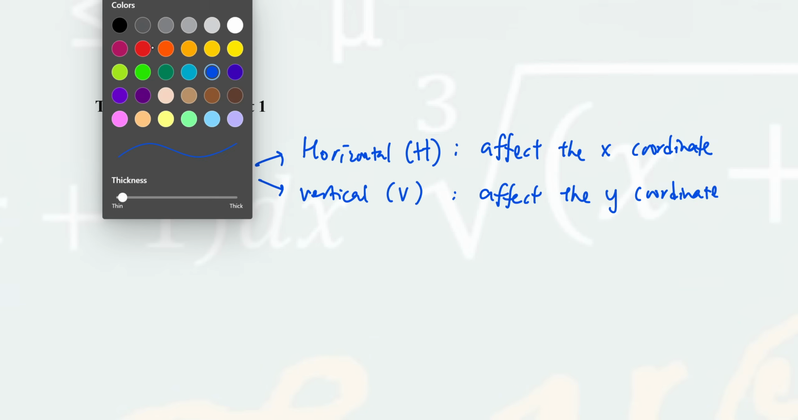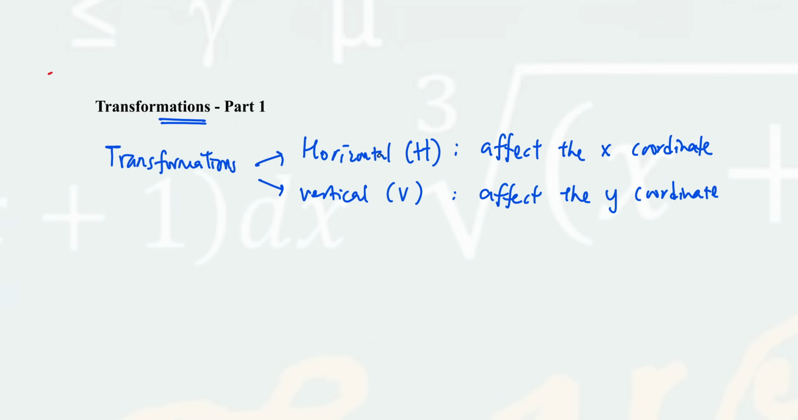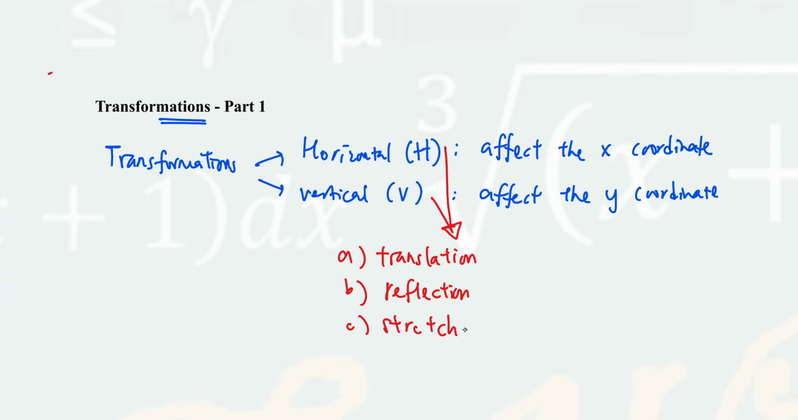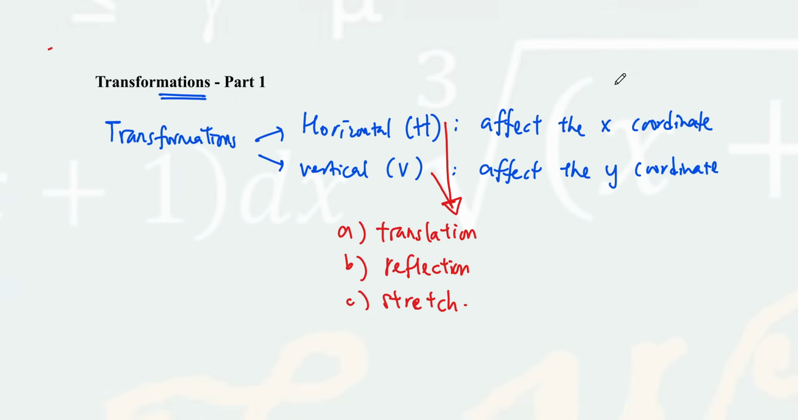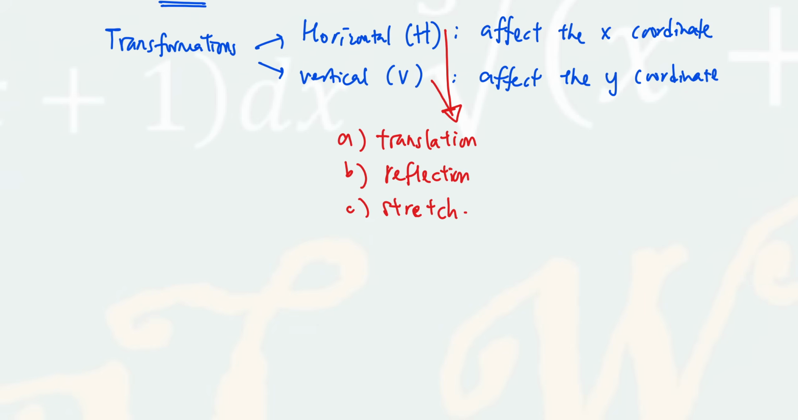Now, for these horizontal and vertical transformations, we will have to look at another three types of transformations. The first is translation. The second is going to be reflection. And the third is stretch. So we will be covering all these transformations in this video. Now let's start with translation.